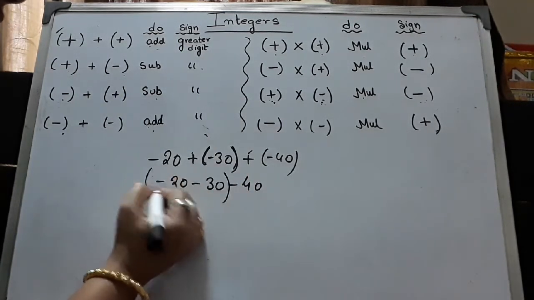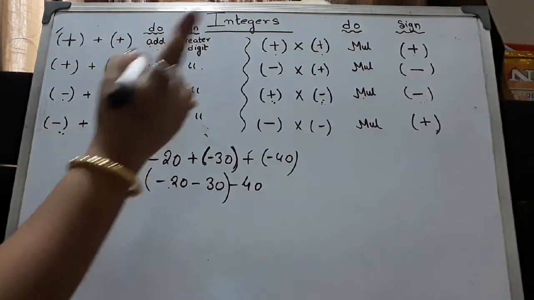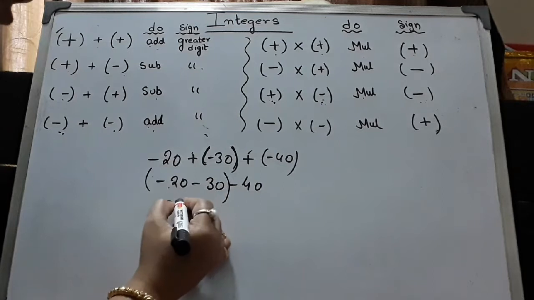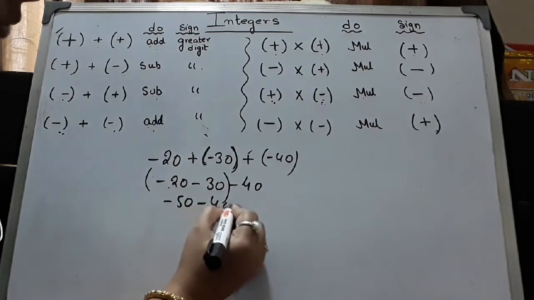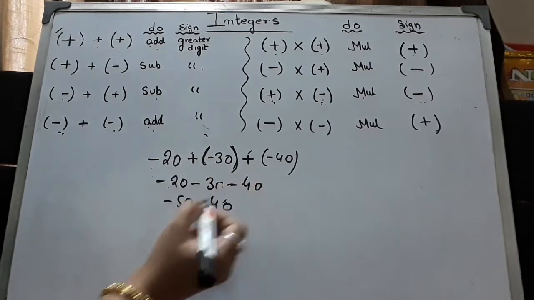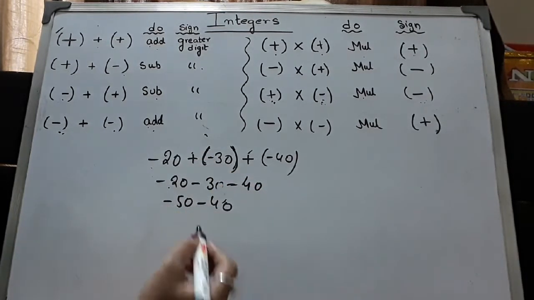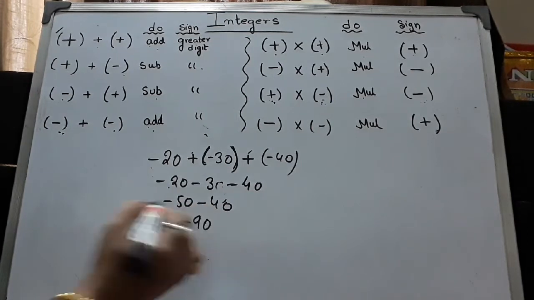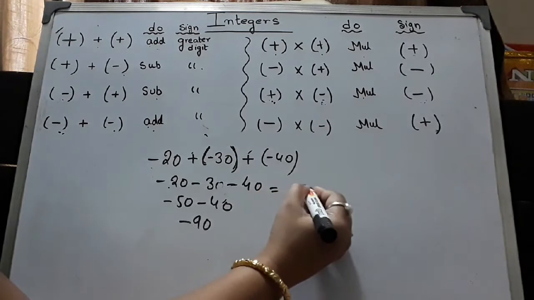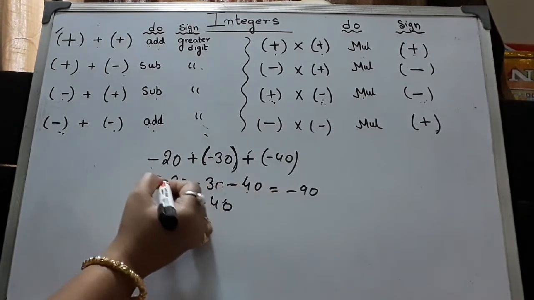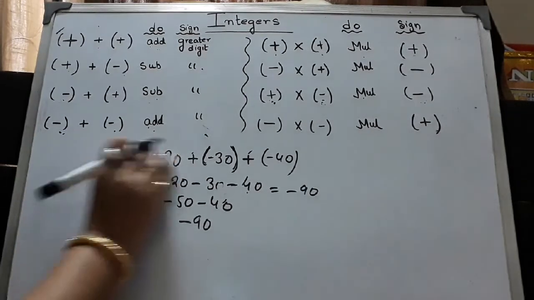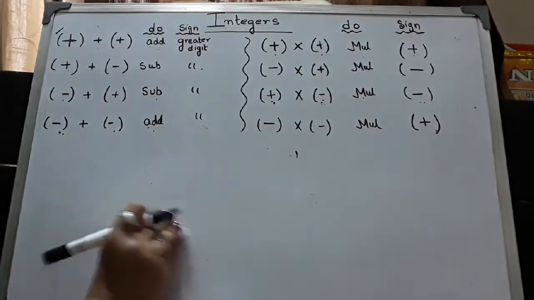Suppose this much you take first, minus minus, you have to add and put the sign of the greater digit. So greater digit is 30, okay, so minus 50 and this one. Now second number you will take, the third one, minus minus, you have to add, sign of the greater digit. So you can add all together and write directly minus 90, because all are minus, that means you have to add, or you can do stepwise.